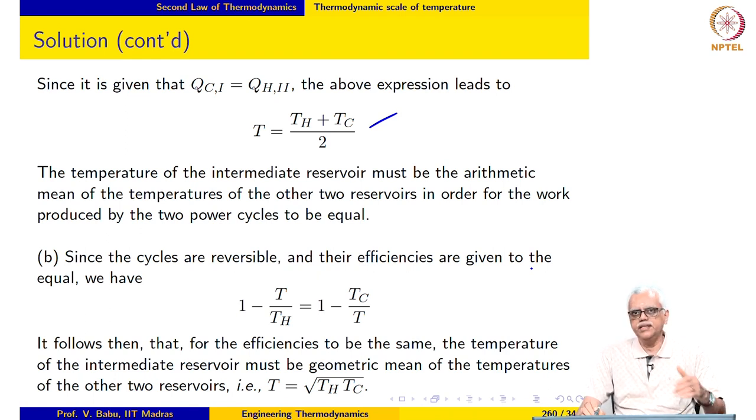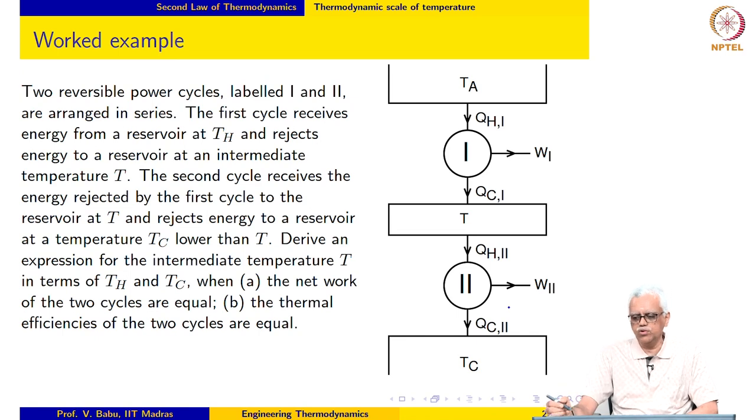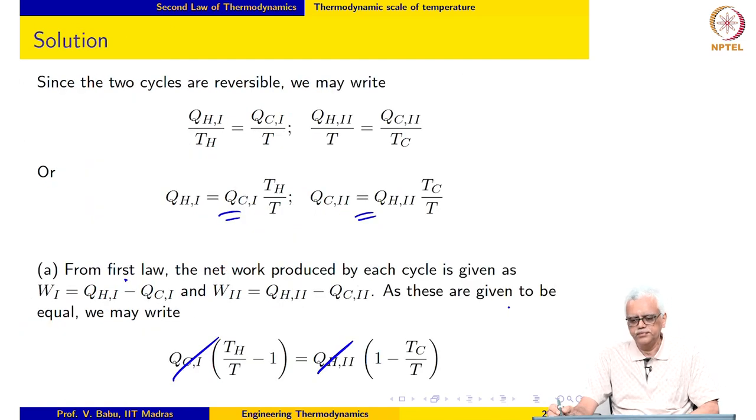Now, in case B, the efficiencies of the two cycles are given to be the same. So, the efficiency of the two cycles may be written like this. Since these are equal, we can show from here that the intermediate temperature T is actually the geometric mean of TH and TC. In the first case, it was the arithmetic mean of TH and TC. In the second case, it is the geometric mean of TH and TC. So, the important thing is being able to draw a block diagram like this helps the analysis immensely. Okay, so that is very, very important.